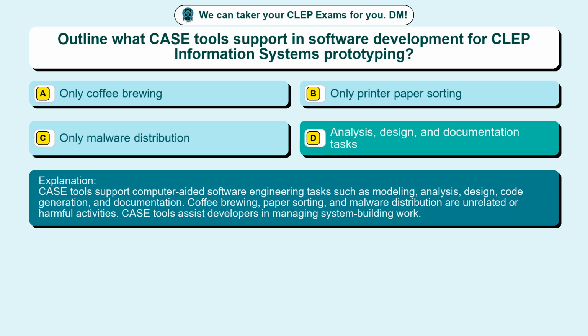Case tools support computer-aided software engineering tasks such as modeling, analysis, design, code generation, and documentation. Coffee brewing, paper sorting, and malware distribution are unrelated or harmful activities. Case tools assist developers in managing system building work.